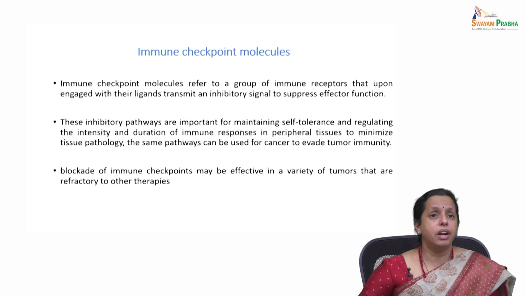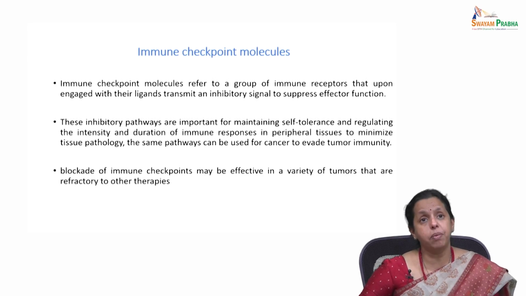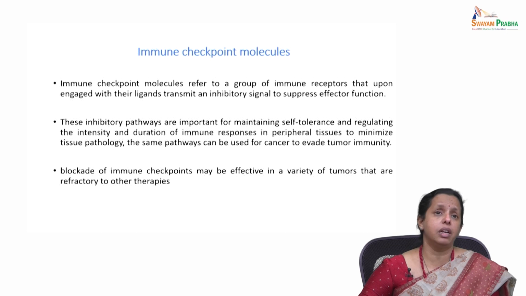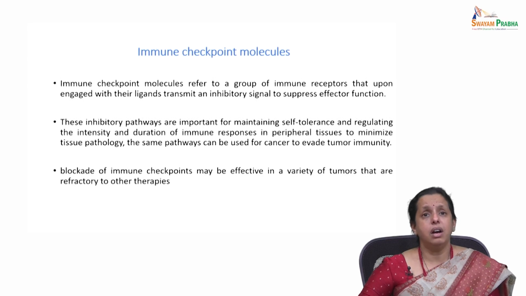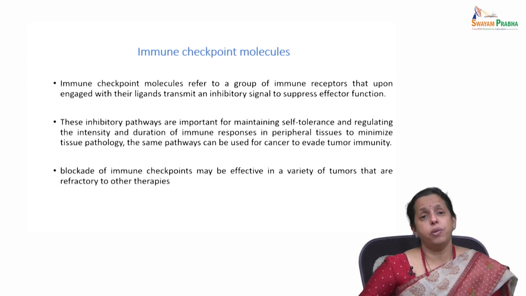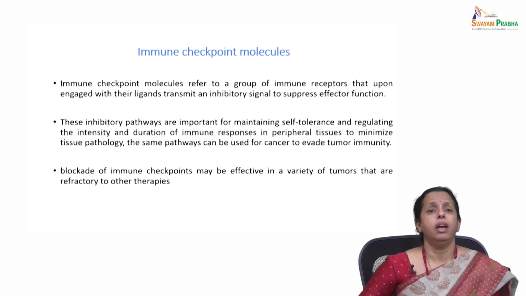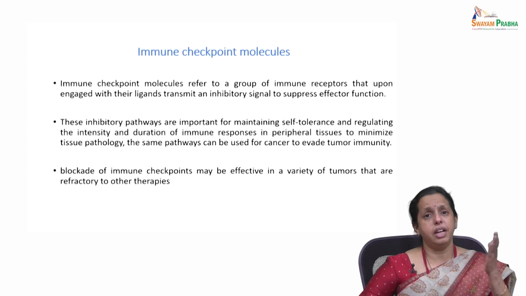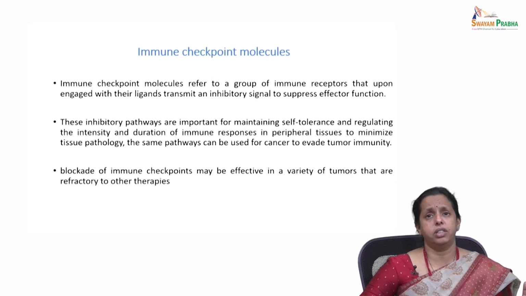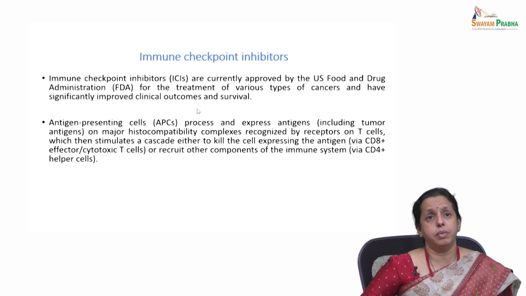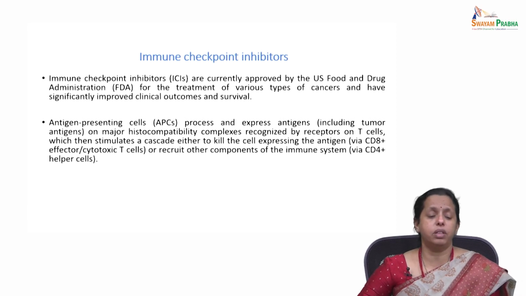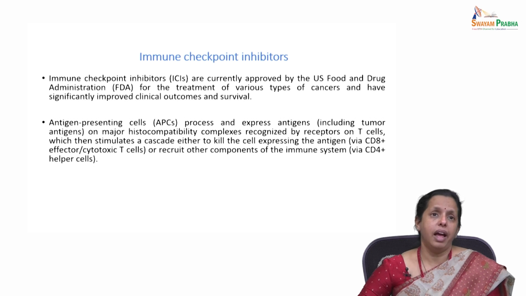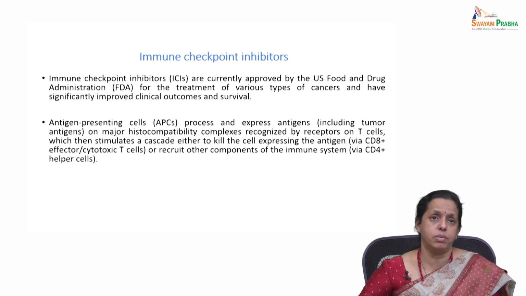Can we have a blockade of immune checkpoints? Yes, they can be blocked, and the blockade of these inhibitors, as I said, anti-PDL1, will be effective in a variety of tumors that are refractory to, for example, other therapies. Sometimes the patient is not responding to a particular chemotherapy or radiation. Yes, anti-PDL1 monoclonal antibody along with your radiation therapy. These immune checkpoint inhibitors are currently approved by the US FDA for the treatment of various cancer types and have significantly improved clinical outcomes and survival.